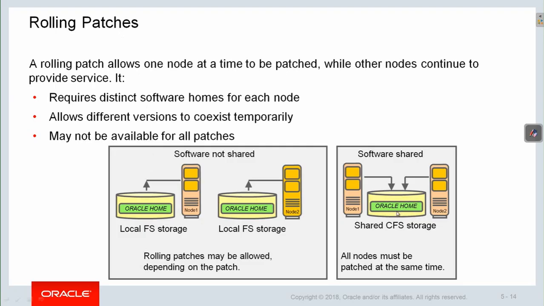So once you apply the patch, that will affect all instances running on the RAC nodes. So in order to perform a rolling patch and patch one node at a time, you will have to have the software installed in the local file system. So by doing so, you can perform a rolling patch.